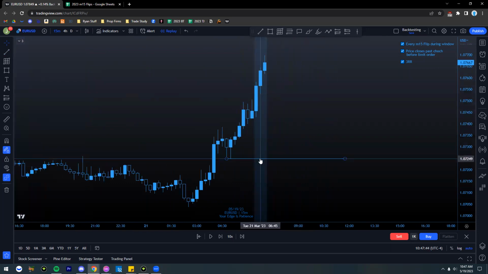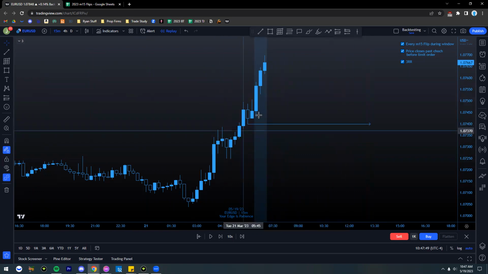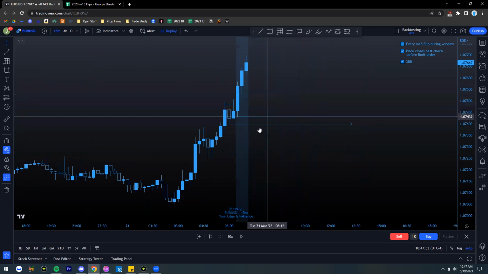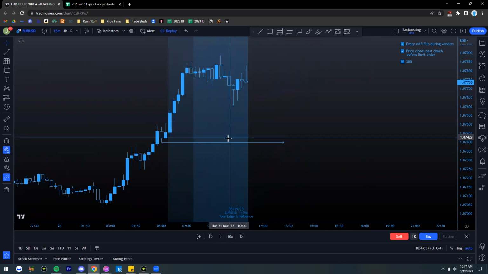Let's see. Nope, our structure is up here. So, and again, this is an inside bar, and I consider an inside bar structure for the purposes of change of character. Oh God, this is like the one we saw earlier.